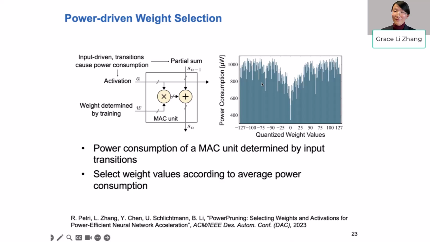Why don't we force or restrict the neural network training to use those weight values that can lead to smaller power consumption? If we can still guarantee the accuracy, then automatically when we run a neural network on a systolic array in TPUs, the average power consumption can be reduced. So this is called power-driven weight selection during training.